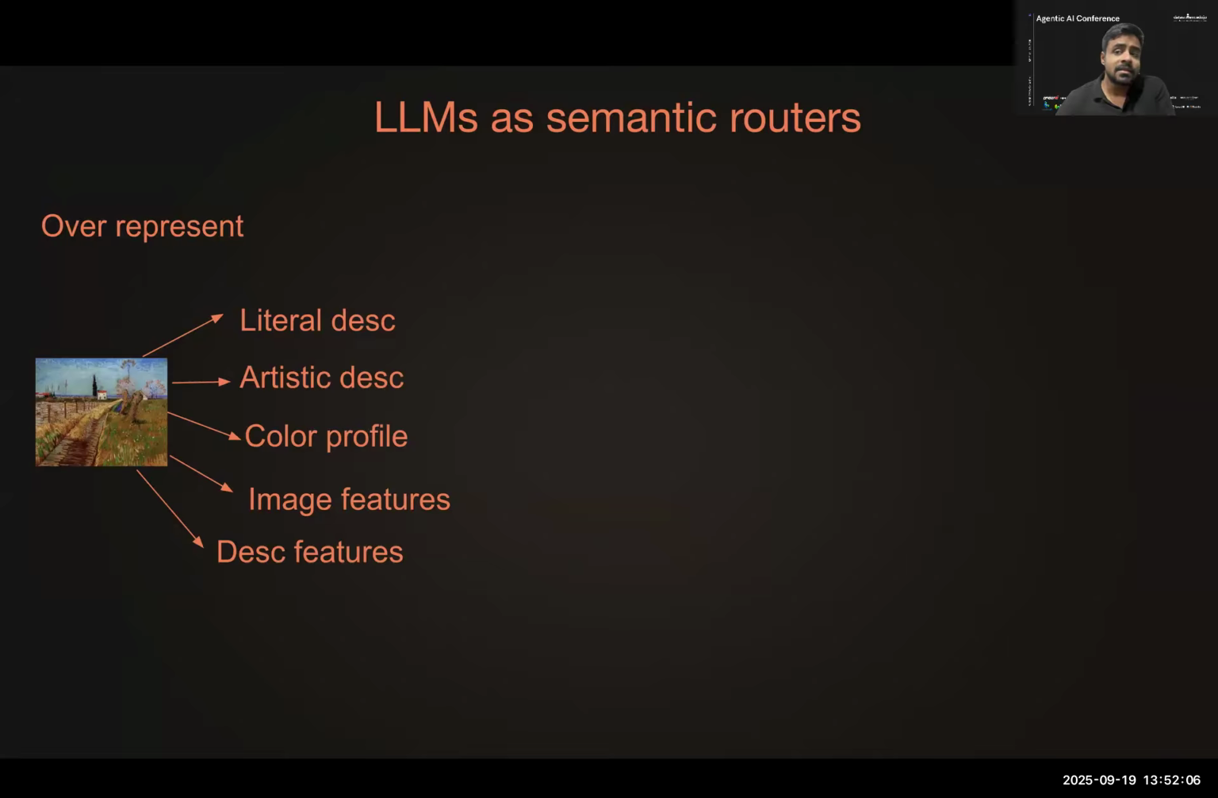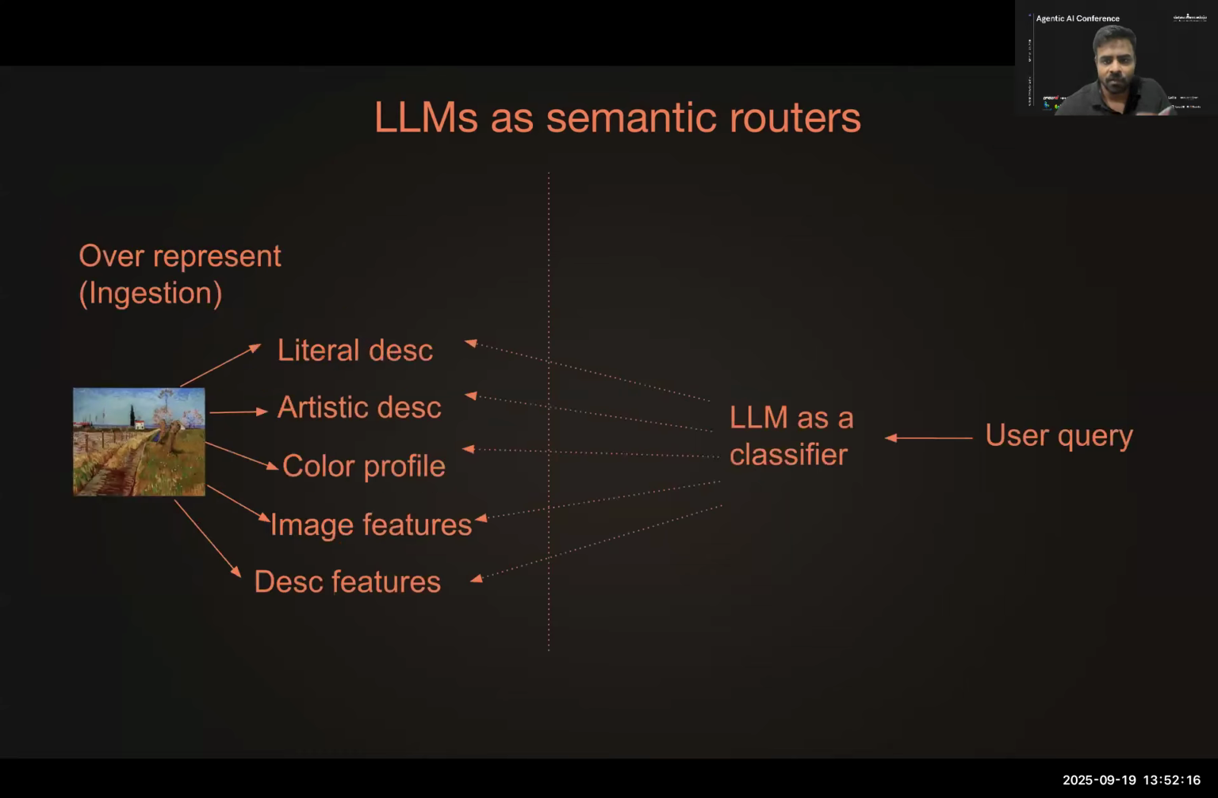But it's easy to get lost, right? If you have, let's say, 10, 20 features, how do you know which one to choose? So the idea is, let's use LLMs as semantic routers here. A user query comes in, and you can use an LLM as a classifier to classify which feature matches best with the user intention. Again, you can specify keywords as well. This is an idea. Now, this is a POC kind of thing, so we can use an LLM as a classifier.